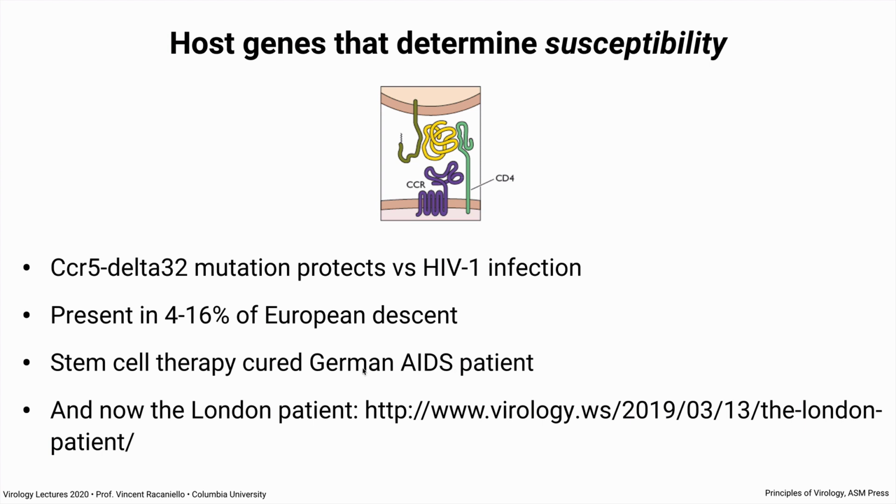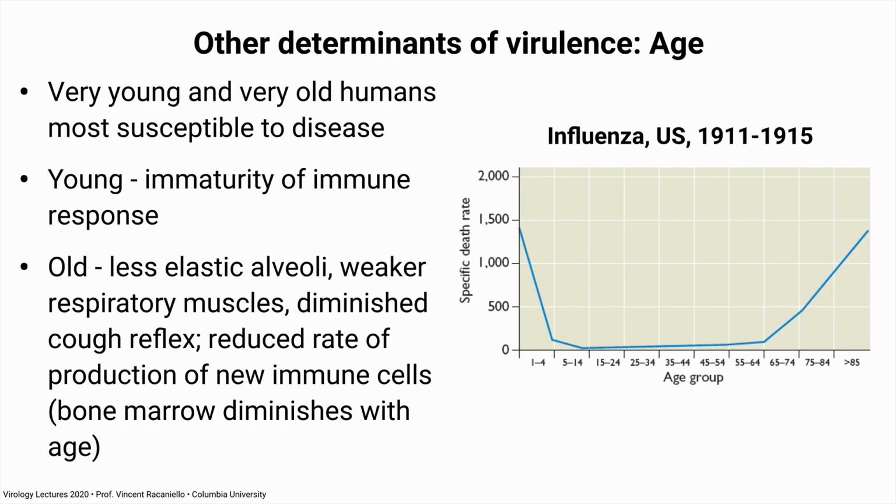They destroy the bone marrow. They replace it with the transplant. The bone marrow populates the individual, and then all the immune cells are produced from it. So the new T lymphocytes, the CD4 positive T lymphocytes, which are infected by HIV, now have no CCR5. They can't be infected. So he was cured, and subsequently another patient from London was cured as well. This is not a good way to cure HIV infections because stem cell transplants are risky and very expensive, but it shows that this gene is a determinant of susceptibility in people. Other determinants of virulence include age.